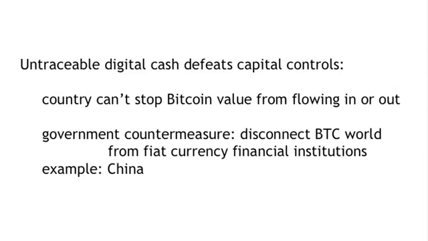One reason why governments would notice a digital currency like Bitcoin is that an untraceable digital cash, if it exists, can defeat capital controls.